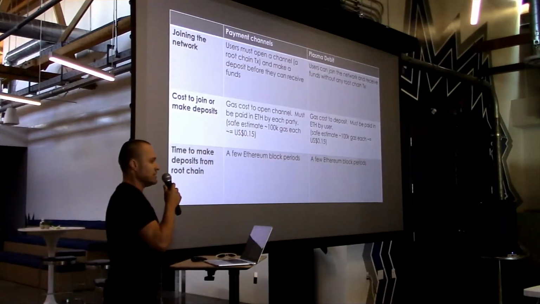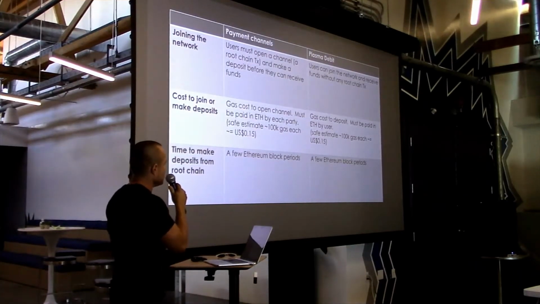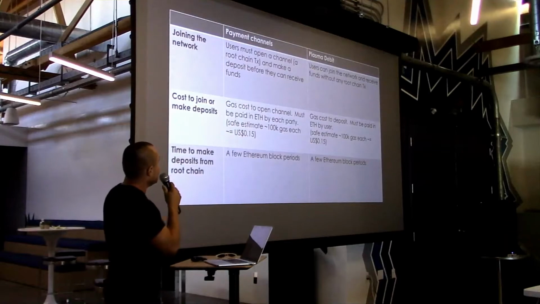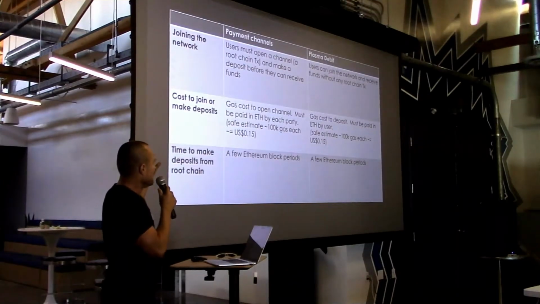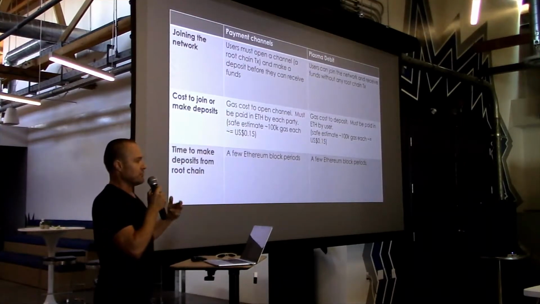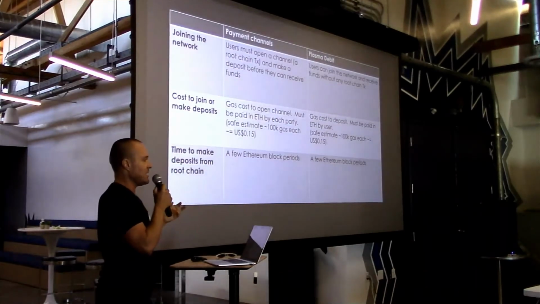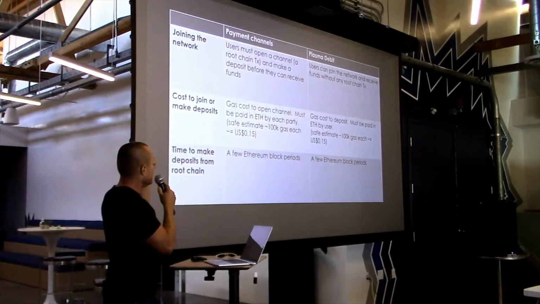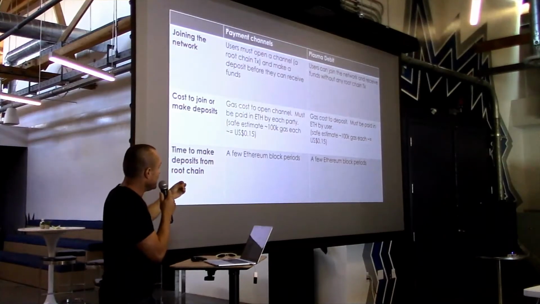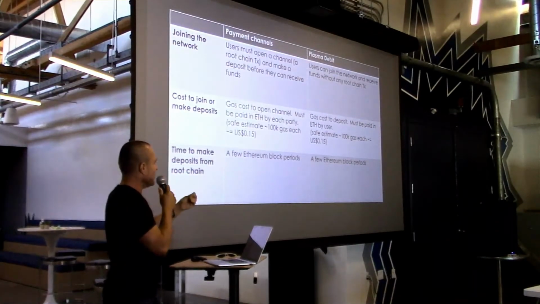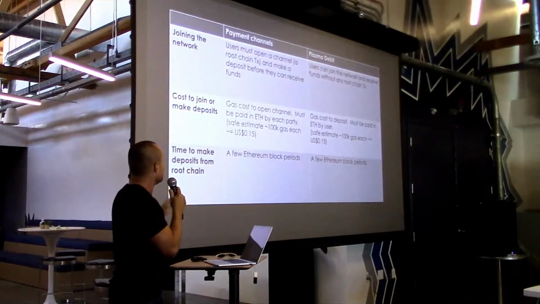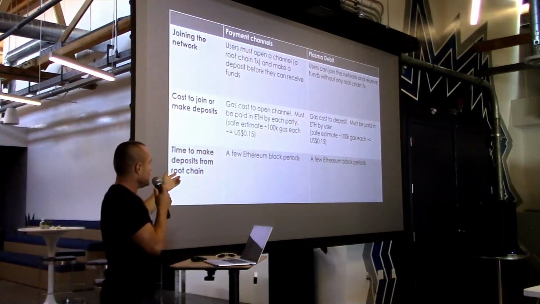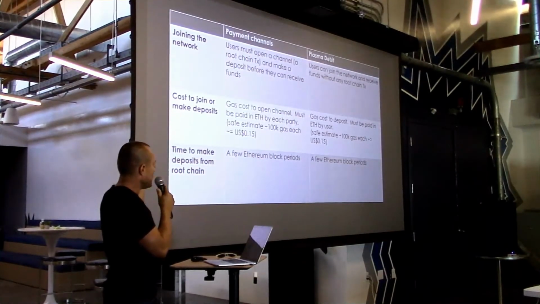Joining the network. So in Plasma, you do not need to join the network. You're just going to receive state or receive transactions or funds. In payment channels, you have to open a channel to join the network and make a deposit before you can even receive funds. So if somebody wants to pay you, you have to create a channel, do an on-chain transaction which costs money, and make a deposit before they can send you anything. With Plasma, you don't have to do that.